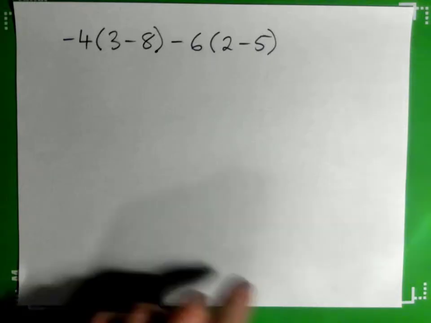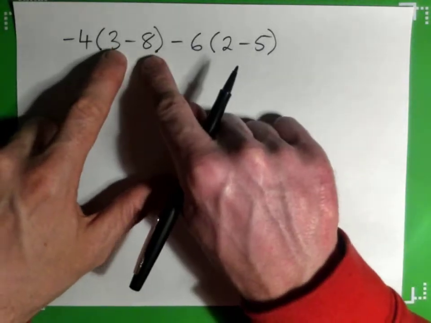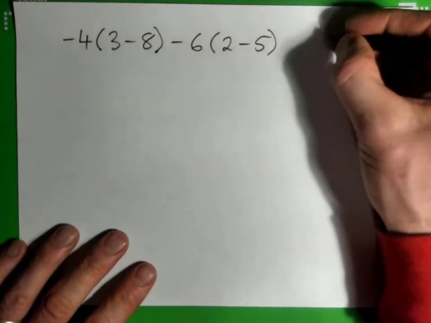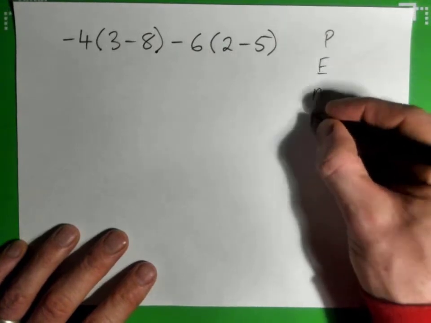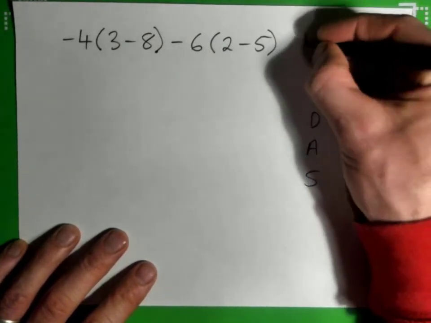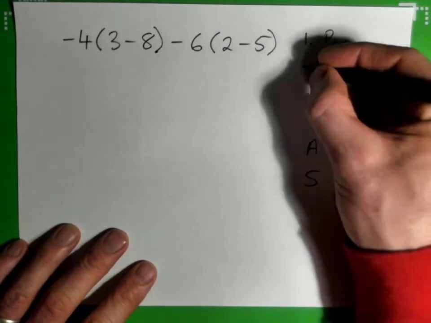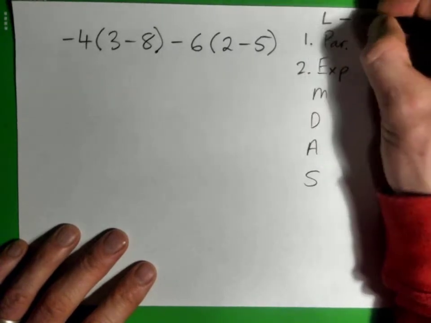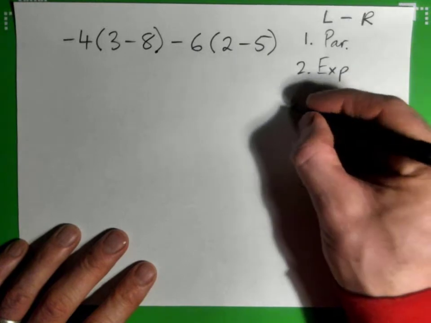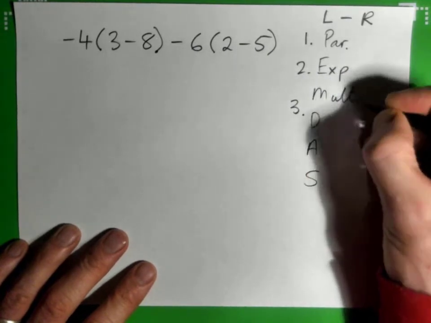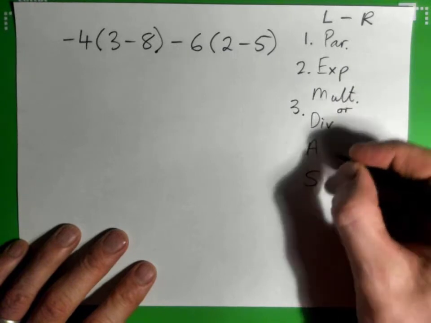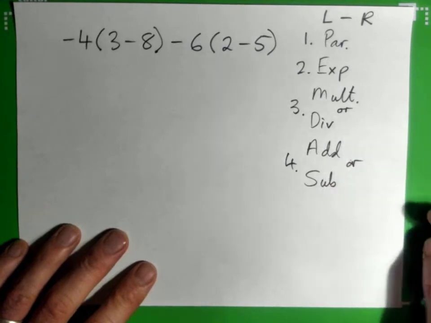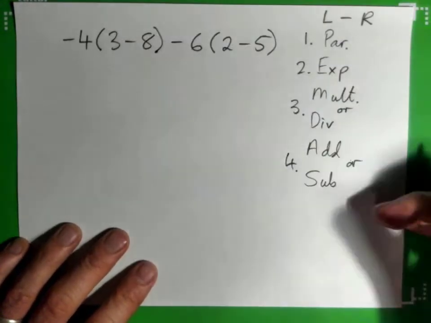We've got negative 4 times 3 minus 8 minus 6 times 2 minus 5. We've got to follow the order of operations, PEMDAS, which says that the first thing we do is parentheses, then we do exponents from left to right. So we go from left to right: parentheses, exponents, then we multiply or divide, and then we add or subtract. So parentheses, exponents, multiply or divide, add or subtract. Left to right, left to right. Okay.